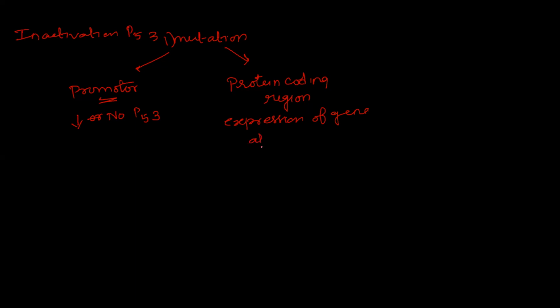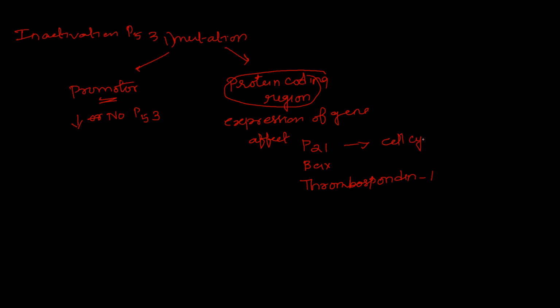And it will also affect others when the mutation occurs in this particular region. That is P21, also BAX, and the next one is thrombospondin 1. P21 regulates the cell cycle regulation. Let me write it, regulation.